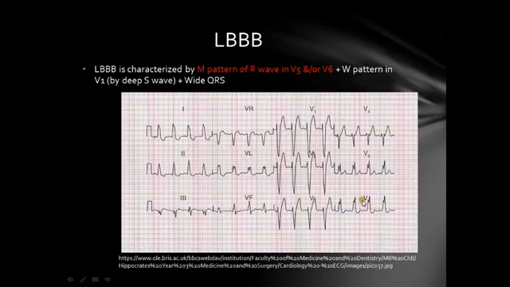This is left bundle branch block, exactly the same. You have the RSR pattern, but actually the two R waves are closer to each other, so they call it the M pattern in V5 or V6. So you can see here V5, V6 both have this M pattern. So this is left bundle branch block.